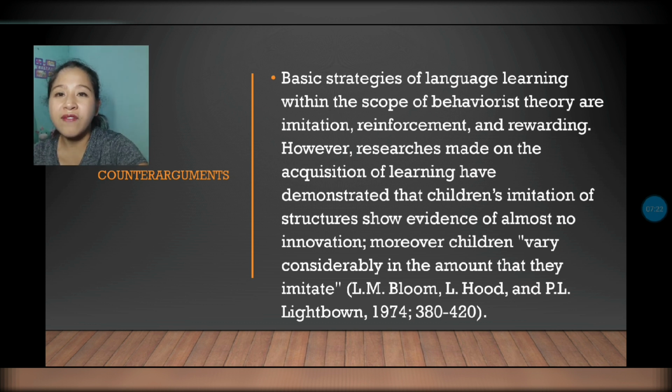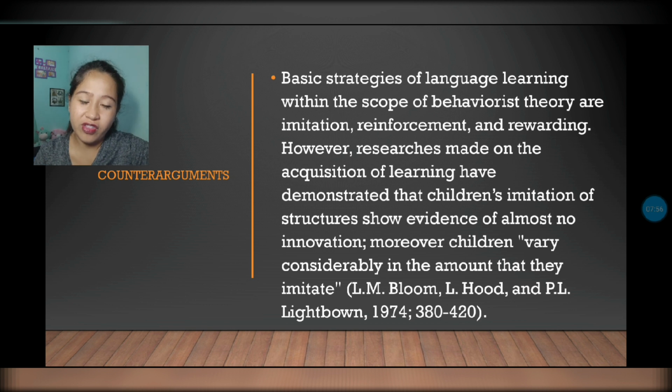Basic strategies of language learning within the scope of behaviorist theory are imitation, reinforcement, and rewarding. Yes, however, research made on the acquisition of language has demonstrated that children's imitation of structures shows evidence of almost no innovation. Moreover, children vary considerably in the amount that they imitate. Because they just imitate, there's no innovation. So that's the counter argument to that one.